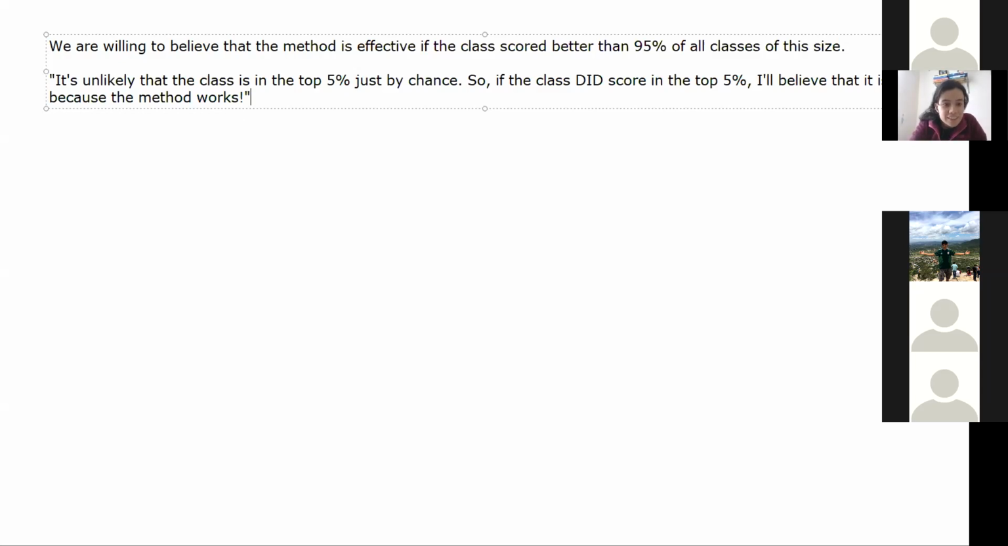All right, okay, so let's try to reason this out. We are saying that we are going to believe that the class did actually better than average due to the method, as long as they placed in the top 5%, okay? First thing is that 5% is completely arbitrary. I could have set that threshold higher. I could have said, okay, I will only believe that the class did better because of the method if they're in the top 1%, or if they're in the top 0.0005%, okay?